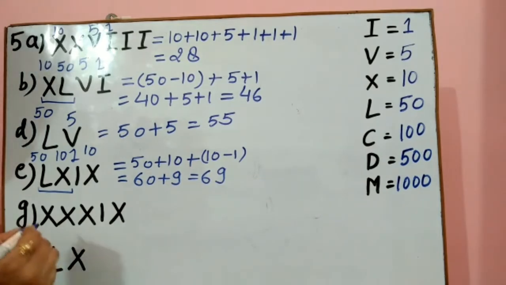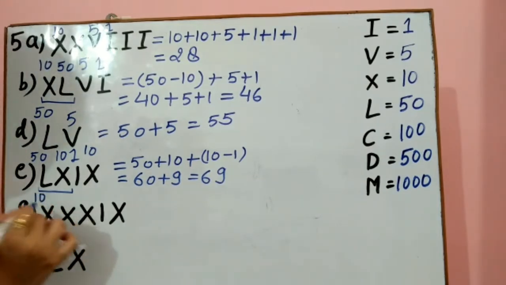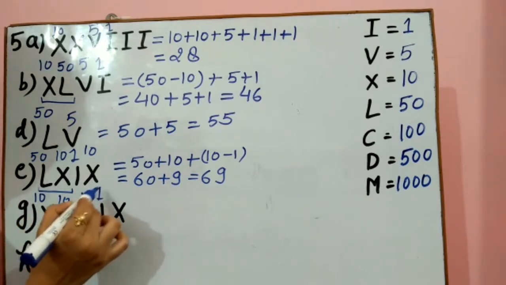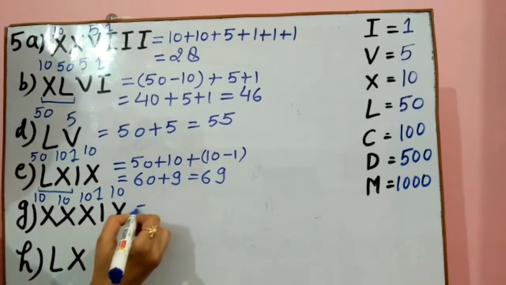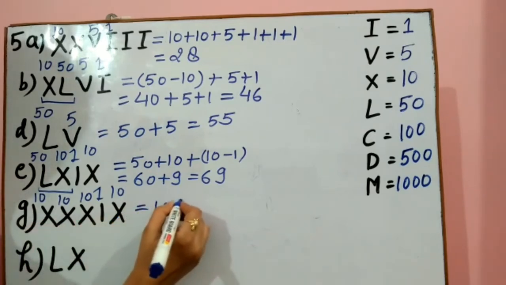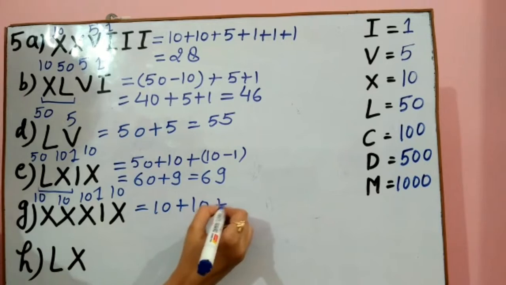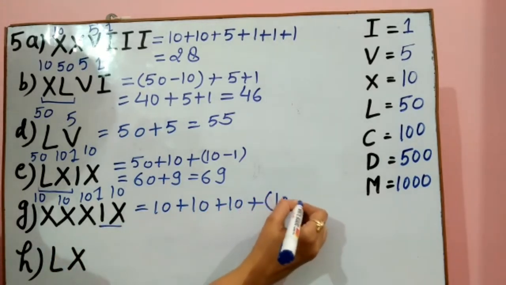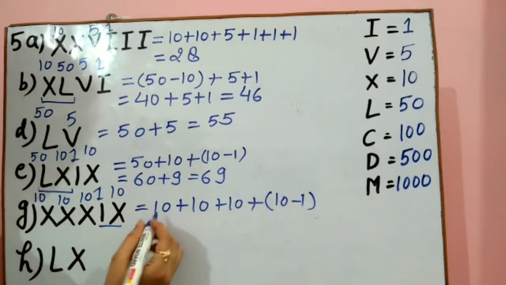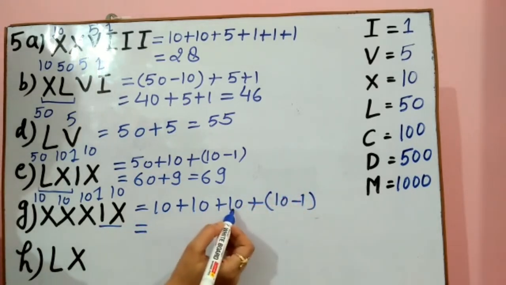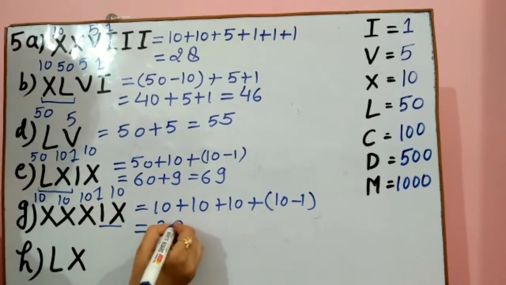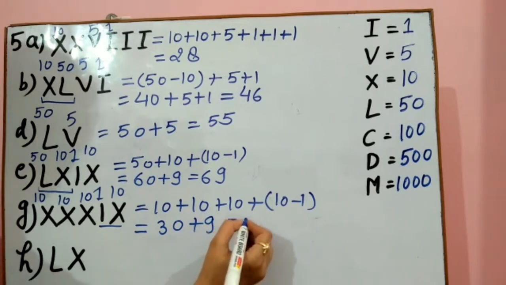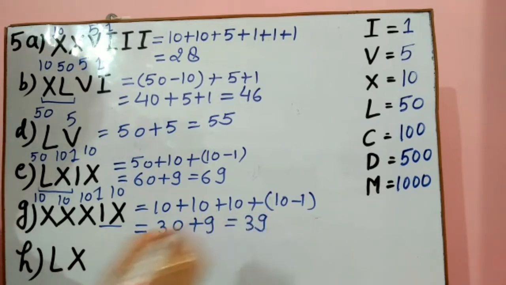Next, the value of X is 10 and I is 1. 10 plus 10 plus 10, 10 minus 1 is equal to 10 plus 10, 20 plus 10, 30 plus 9 is equal to 39.